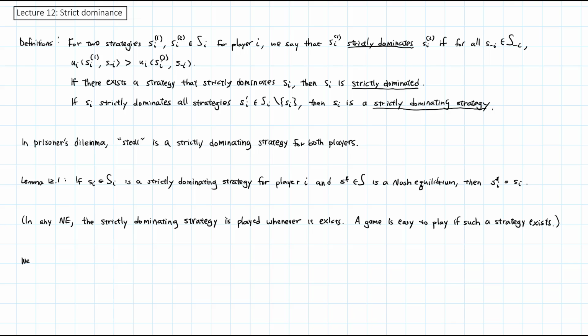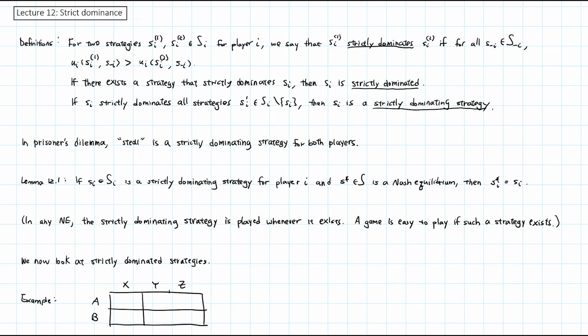We now flip this around and look at strictly dominated strategies. Here is an example. Consider the two-player game with the following payoff table. There are two strategies for player 1, A and B, and three strategies for player 2, X, Y, and Z. Look at this table carefully and see if you can find any strategy that is strictly dominated by another one.